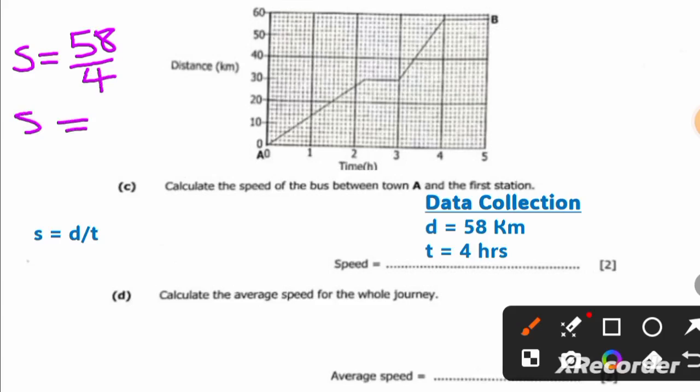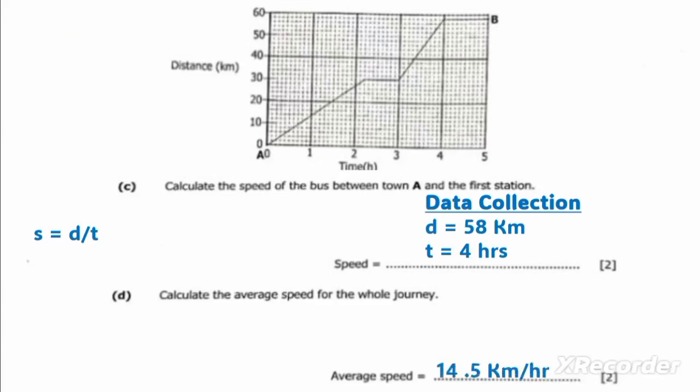So if we say 58 divided by 4, you are free to use your calculator. 58 divided by 4, we are going to get 14.5 kilometers per hour. Okay, let us move on.